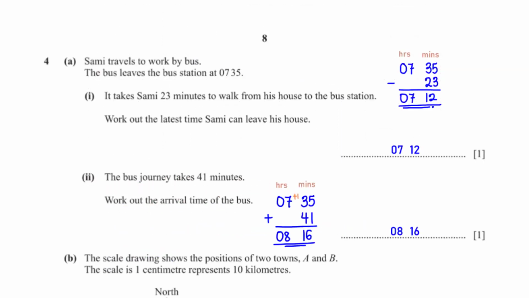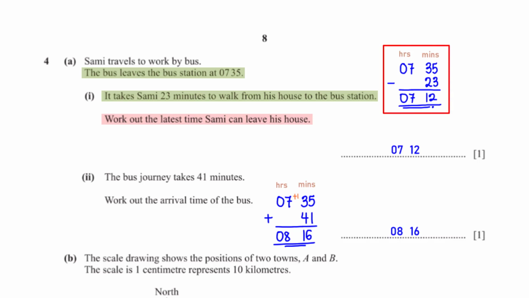Sammy travels to work by bus. The bus leaves the bus station at 7:35. It takes Sammy 23 minutes to walk from his house to the bus station. Work out the latest time Sammy can leave his house.